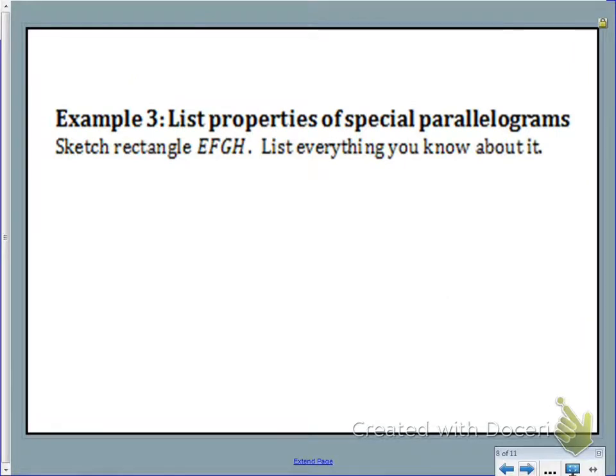Example 3 says to list the properties of the special parallelograms. We need to sketch a rectangle EFGH. Go ahead and do that now.